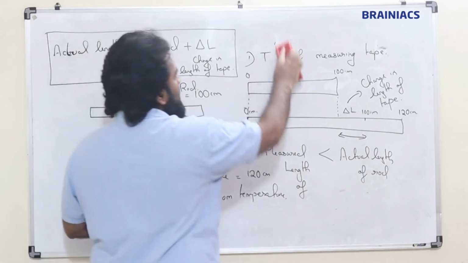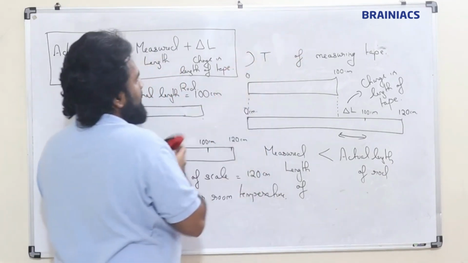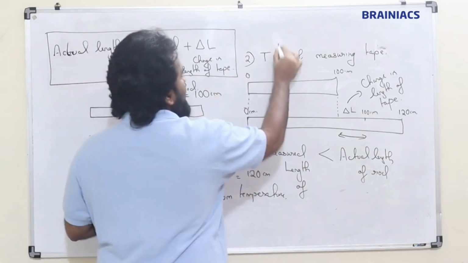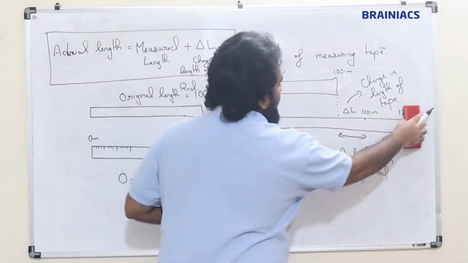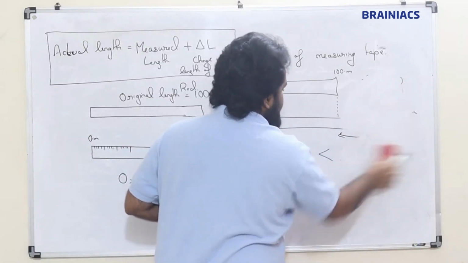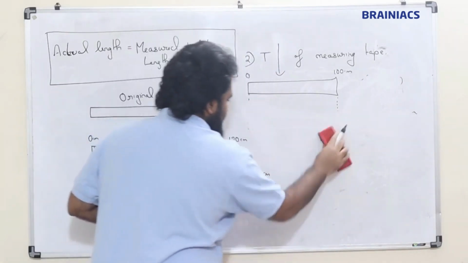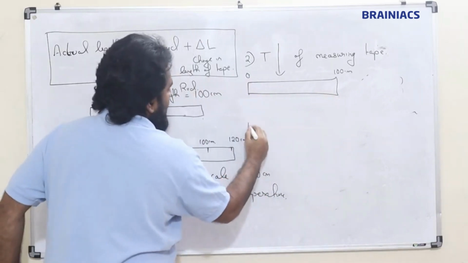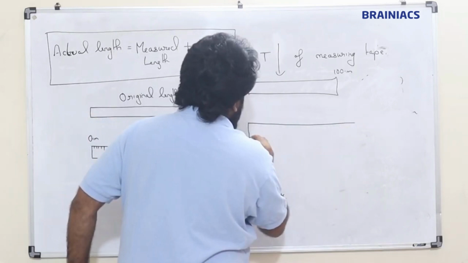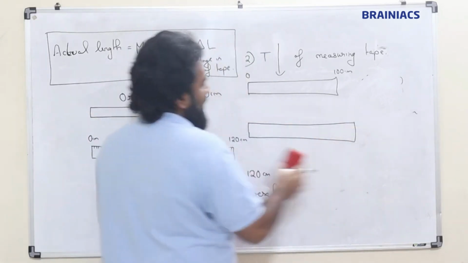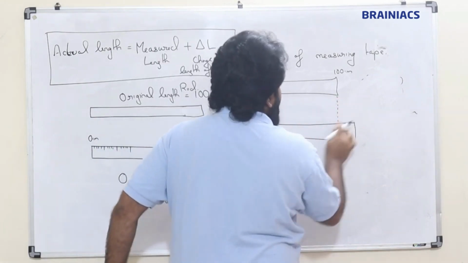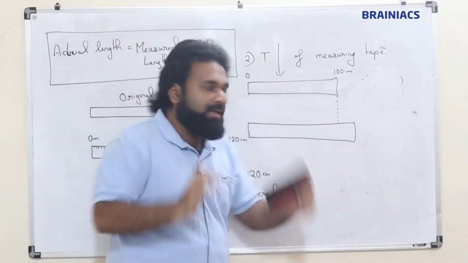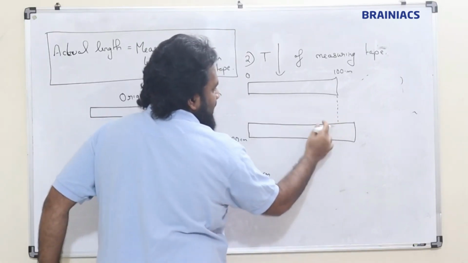Now what we are going to do is we will decrease the temperature of the measuring tape. Now what will happen to the measuring tape? Okay, so this is 100 centimeter. Now the length of the tape has come down. Actually, this was the 100 centimeter. When temperature is decreased, the length of the tape is decreased. Now this 100 centimeter shifted inside.